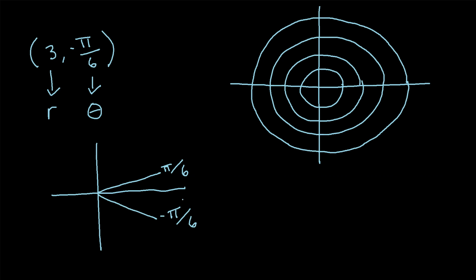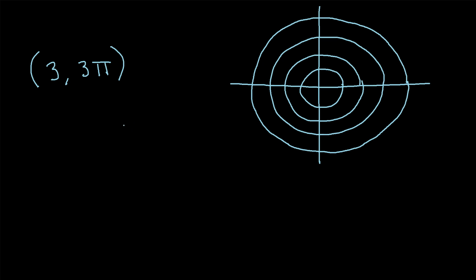So that's the angle that we're going to plot the point at, and then we just have to plot it on the circle that has a radius of 3. So over here we said this is our circle with a radius of 1, this one has a radius of 2, and this one has a radius of 3. So we'll use the angle negative pi over 6, and we'll land on the circle that has a radius of 3. So right there.